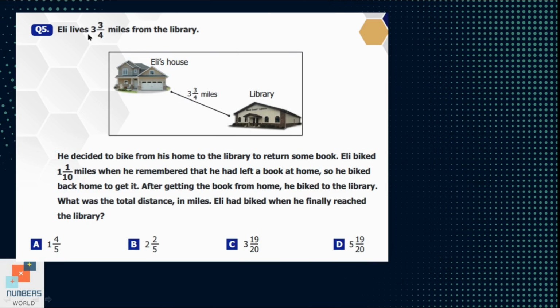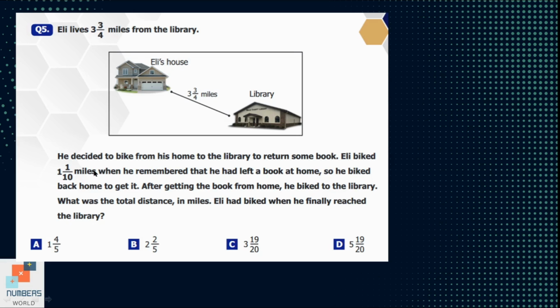Question number 5. Ellie lives 3 whole 3/4 miles from the library. He decided to bike from his home to the library to return some books. Ellie biked 1 whole 1/10 miles when he remembered that he had left a book at home, so he biked back home to get it. After getting the book from home, he biked to the library. What was the total distance in miles Ellie had biked when he finally reached the library?